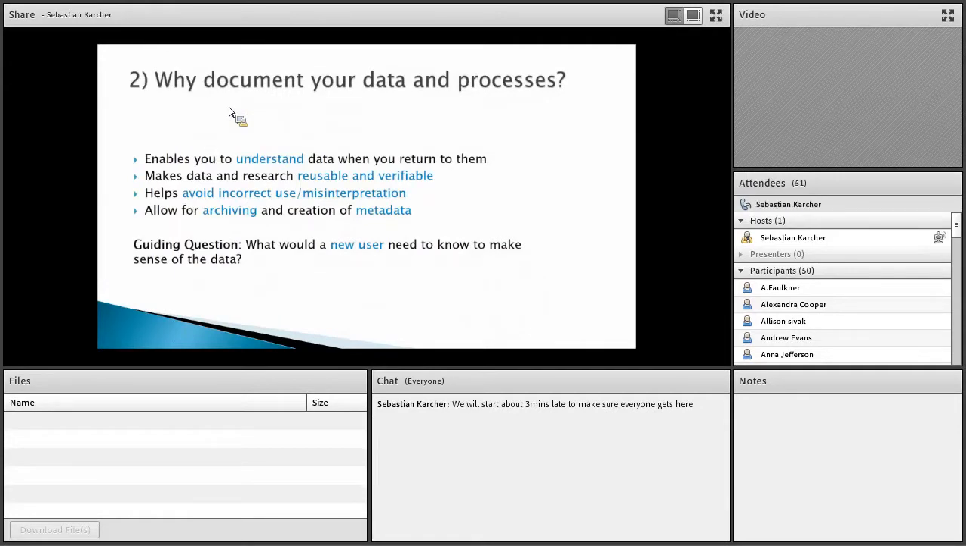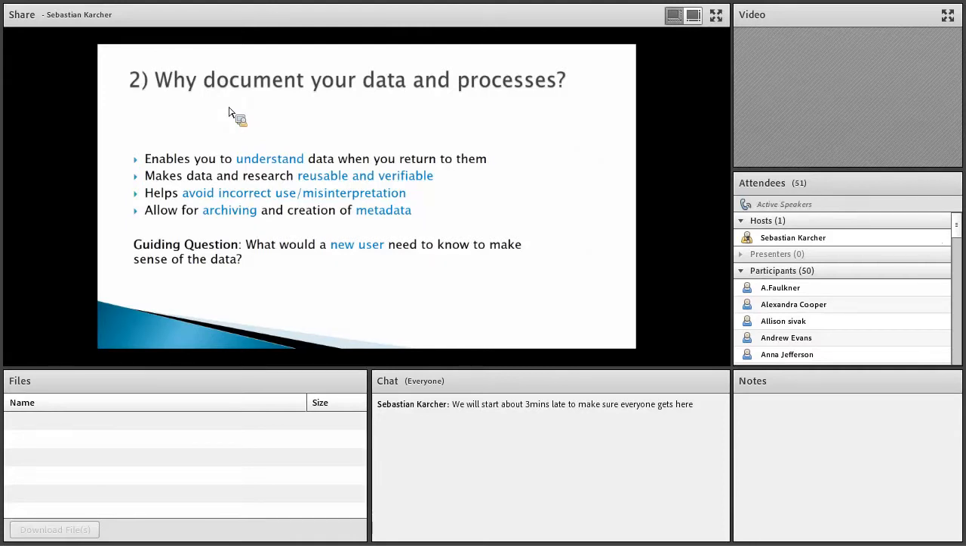So I think we already made the point: why document your data and your processes? Well, it enables you, first of all, to understand the data when you return to them. As Sebastian said, it is frustrating and time-consuming to have to figure out anew what you yourself did or what your team did, but it becomes even more difficult for other people who were not involved in the project from the beginning when they are trying to make sense of the data.